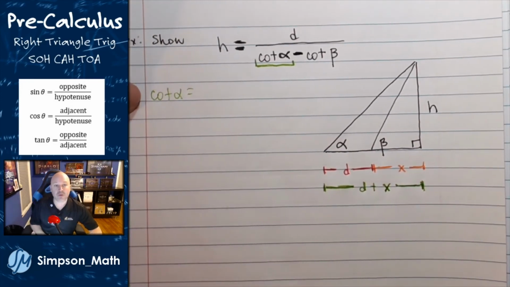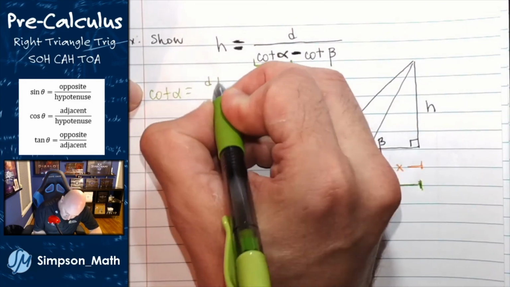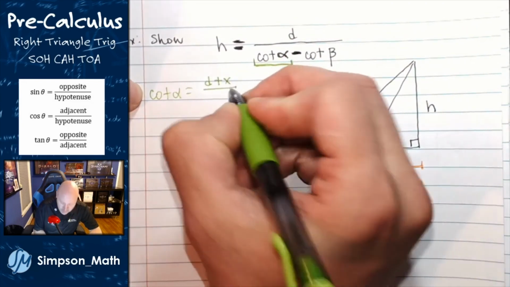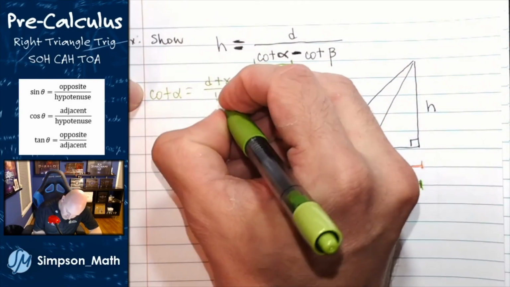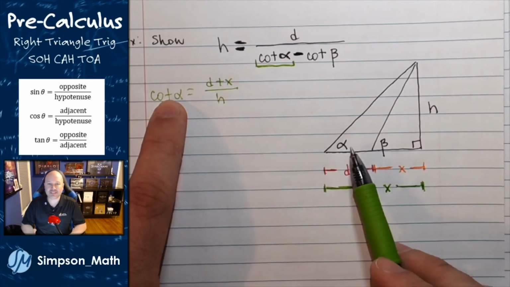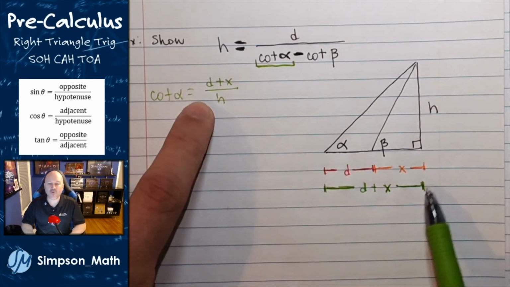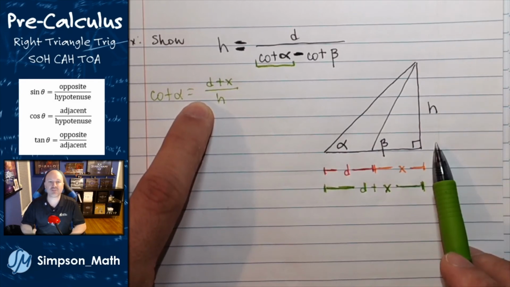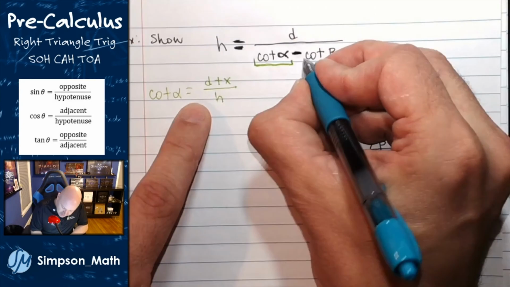Okay, I think I can do this. Instead of opposite over adjacent, I need adjacent over opposite, h. So cotangent of alpha is the adjacent side length, which is here in green, over the opposite, which is the height. Okay, not too bad. I'll do cotangent of beta in blue.